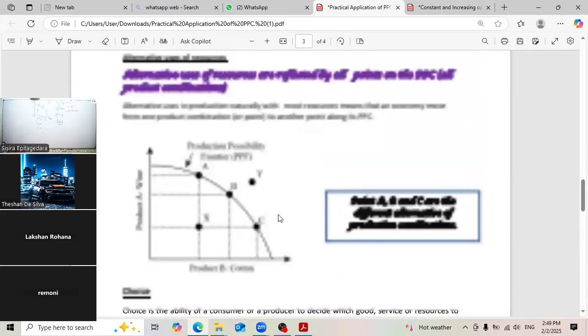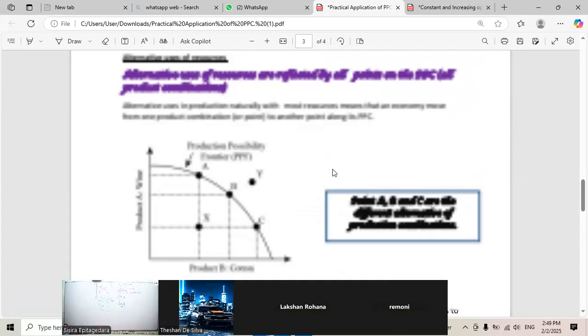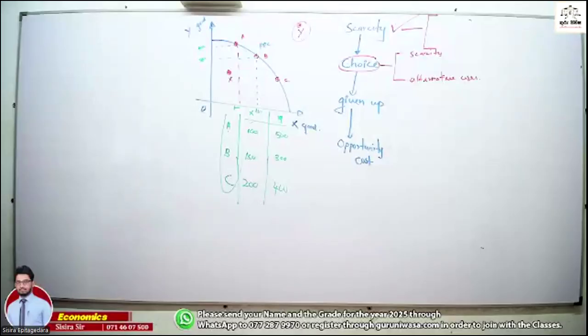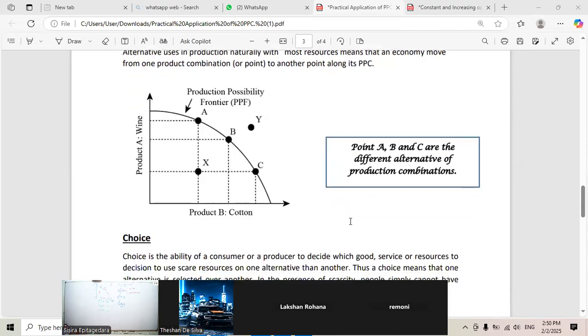Take a screenshot of this. This is an additional note for alternative uses. Okay, take a screenshot. You can say points A, B, C are the different alternative uses of production combinations.